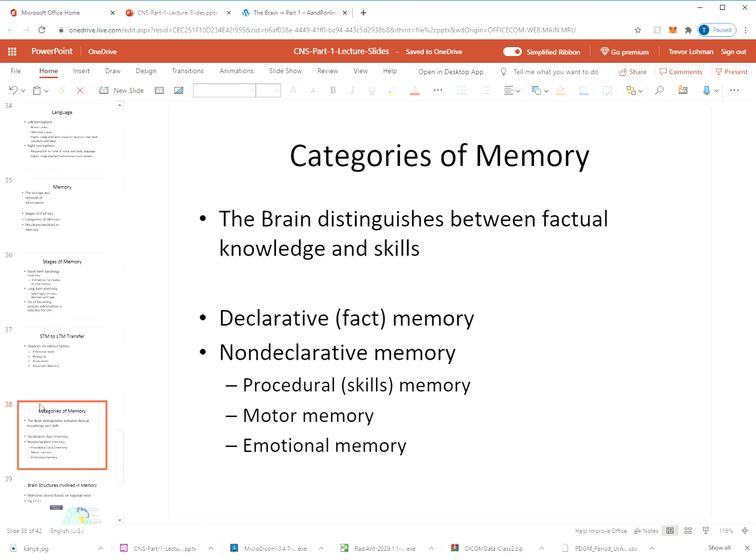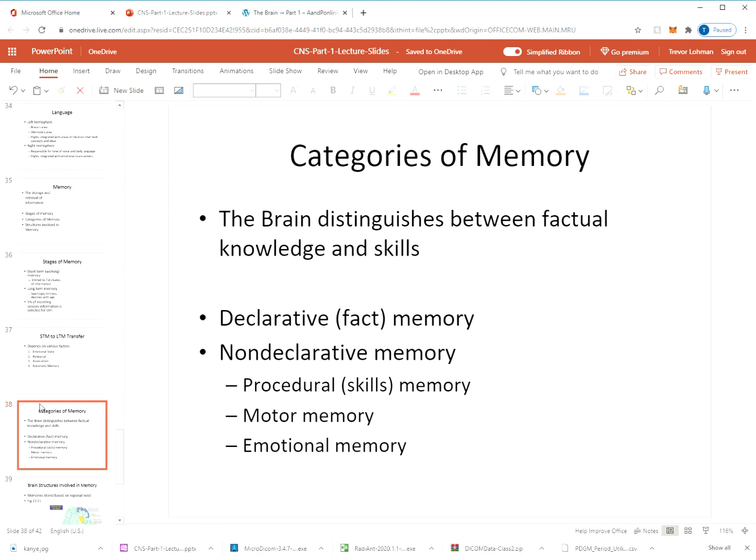Non-declarative memory is not contextually based. So if you learn how to tie your shoes, you learn how to tie your shoes. You don't visualize the first time you learned how to tie your shoes. It's a motor memory in a sense. Although technically motor memory is a slightly different thing.